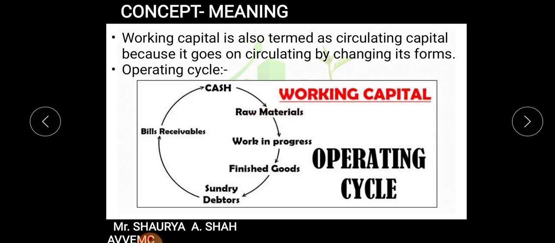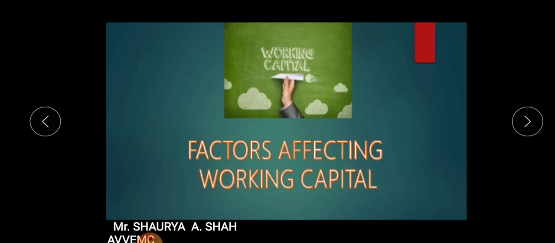Some businesses had finished goods ready in their godowns or in their shops, but they were not able to sell them, right? Some may have sold to the debtors, but they were not able to receive the money back because of the lockdown situation. So at any point of time, when any disturbance takes place, the financial manager has to continuously maintain this cycle. Hope it's clear to each and every student.